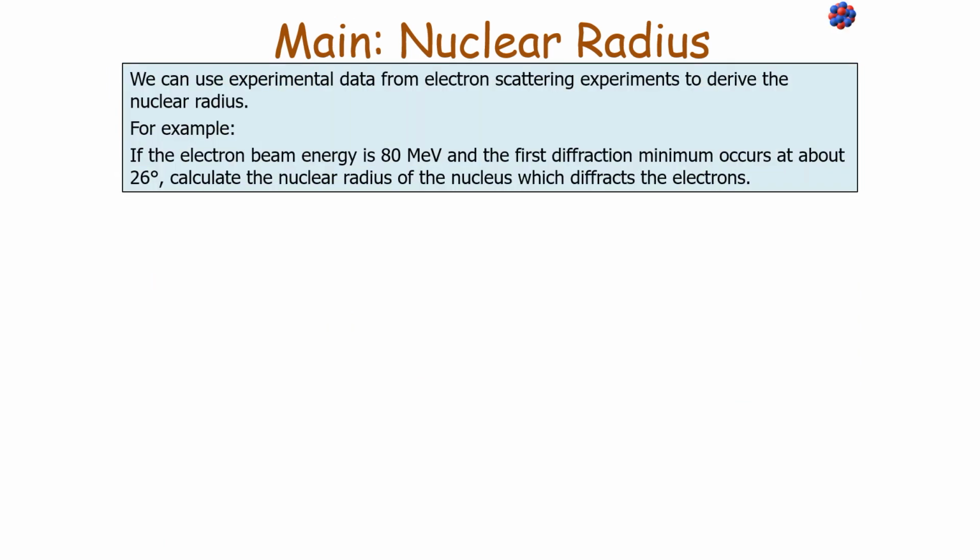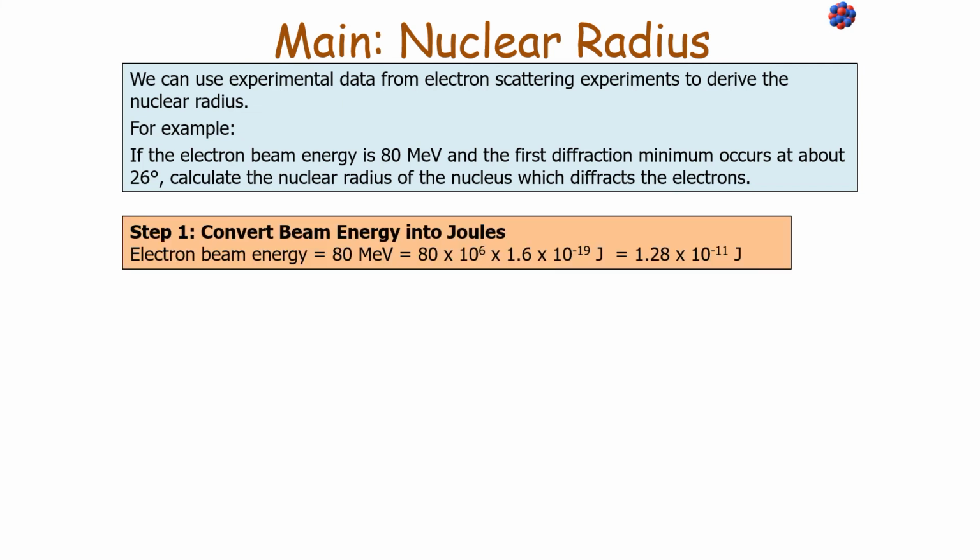There's no consistent value because there are different numbers of neutrons and protons in each nucleus, leading to a different average nucleon number. So let us have a look at how you would answer a question based on electron scattering experiments, because we can use our data to derive the nuclear radius. For example, if the electron beam energy is 80 mega electron volts and the first diffraction minimum occurs at about 26 degrees, calculate the nuclear radius of a nucleus which diffracts the electrons.